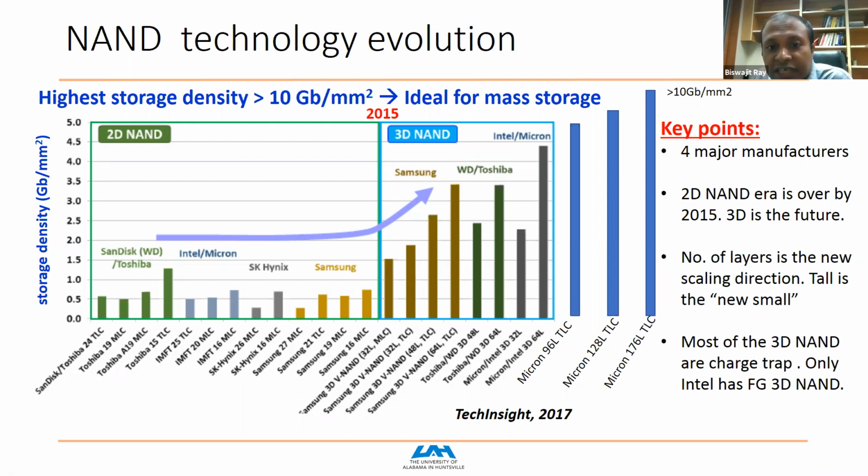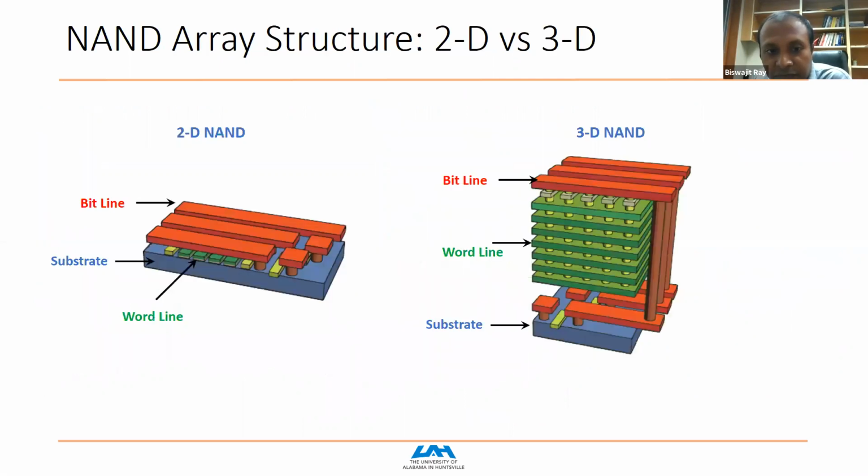Okay, so this is the new scaling direction for the NAND industry: the number of layers. Earlier, in the 2D era, we used to ask what the size is, like 20 nanometer, or 34 nanometer, or 16 nanometer. This is how we used to define the technology node. But now in 3D, we always ask, is it 32 layer, or 64 layer, or 128 layer? That's how the technology is moving now in the 3D NAND era.